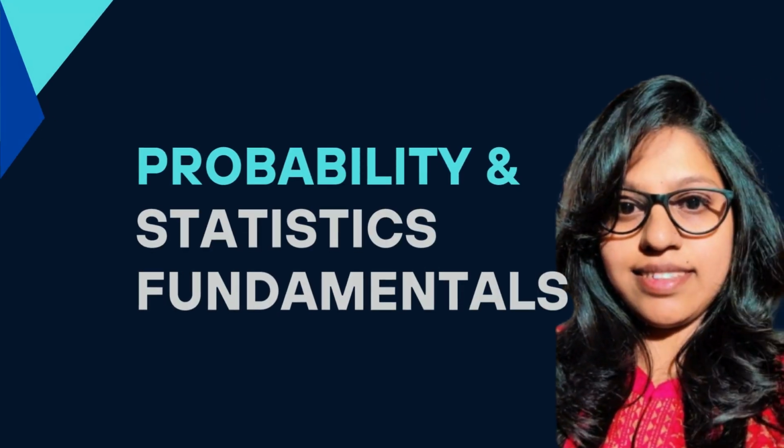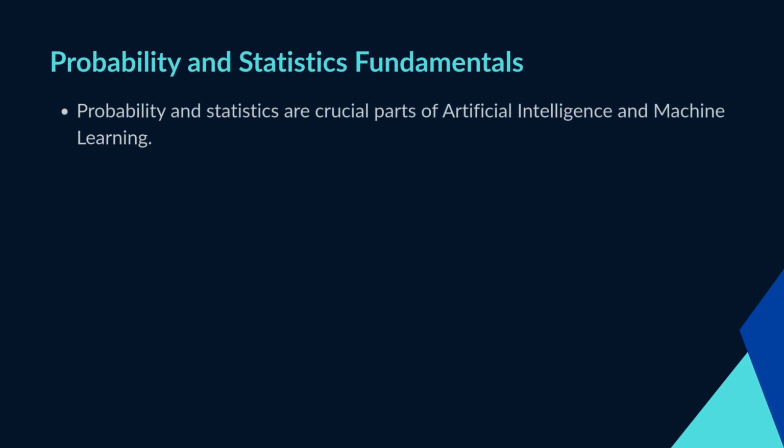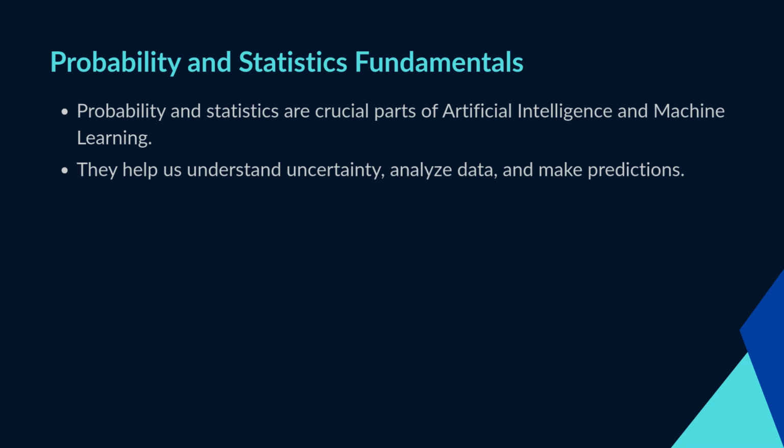Probability and statistics fundamentals. Probability and statistics are a crucial part of artificial intelligence and machine learning. They help us understand uncertainty, analyze data, and make predictions. Even if you are not a mathematician, grasping the basic ideas in probability and statistics will strengthen your ability to work with AI models and interpret their results. Let's explore some essential concepts and why they matter in AI.